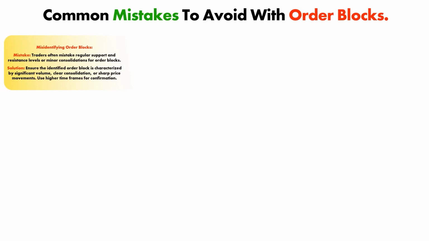Misidentifying order blocks. Mistake: traders often mistake regular support and resistance levels or minor consolidations for order blocks. Solution: ensure the identified order block is characterized by significant volume, clear consolidation, or sharp price movements. Use higher time frames for confirmation.